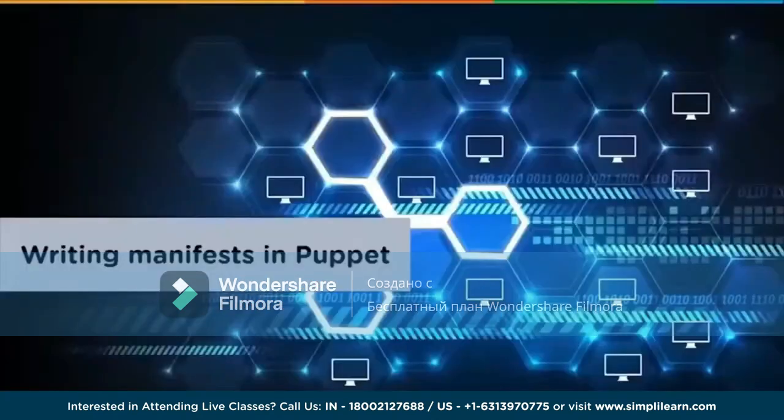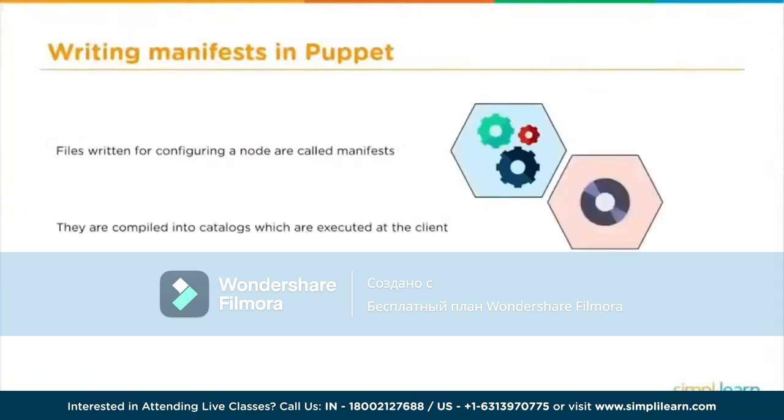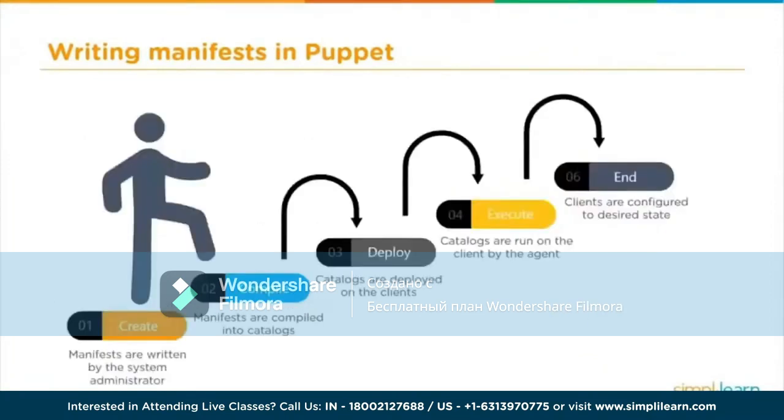So let's look at how you write a manifest in Puppet. So manifests are designed for writing out in code how you would configure a specific node in your server environment. The manifests are compiled into catalogs, which are then executed on the client. Each of the manifests are written in the language of Ruby with a .pp extension. Now, if we step through the 5 key steps for writing a manifest, they are: 1. Create your manifest, and that is written by the system administrator.